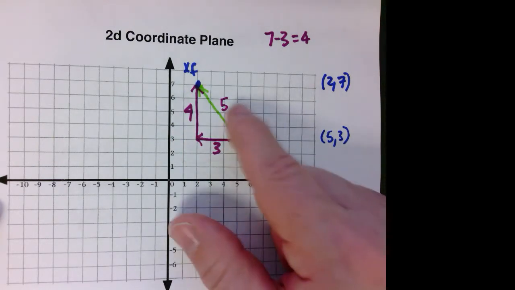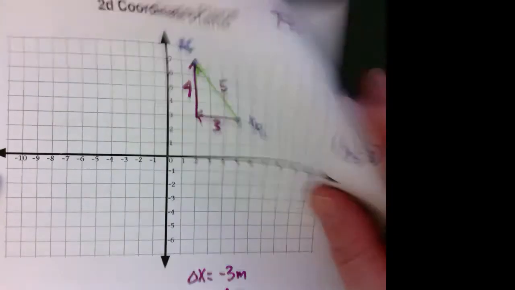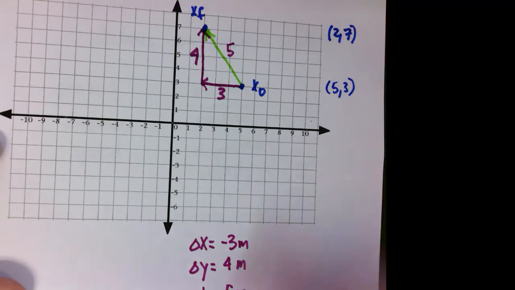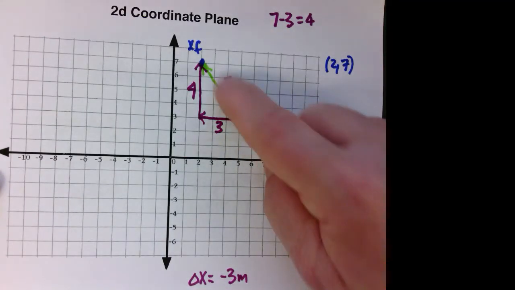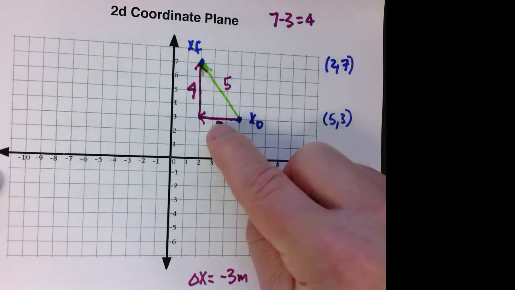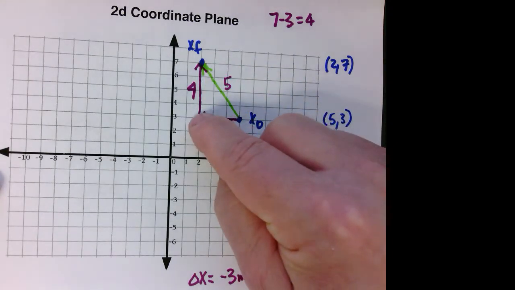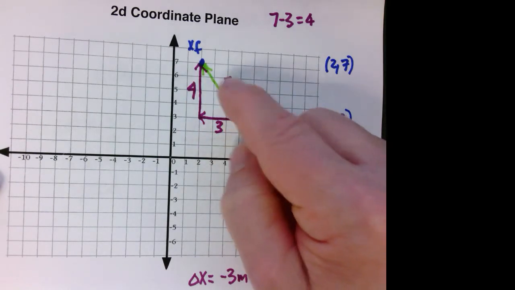And of course, we recognize a 3, 4, 5 triangle. So interestingly enough, we would say that the distance along this path would be 5 meters. The displacement in the x is negative 3. The displacement in the y is positive 4. The distance traveled is 5.